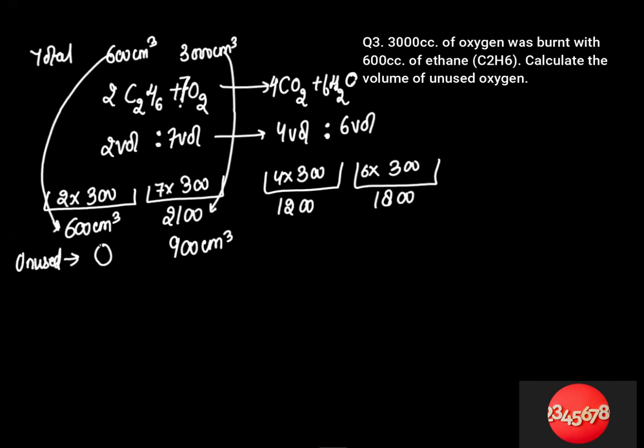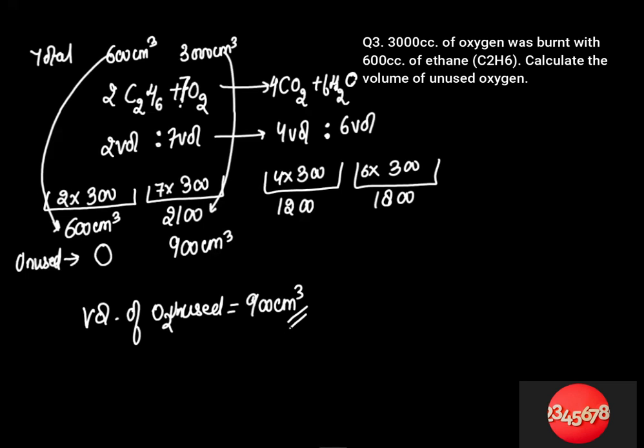Unused means those which are left over. Does it seem easy? It doesn't seem difficult so far, beta? It's very easy. Now write down. Question says, calculate the volume of oxygen used only. So volume of oxygen used is how much? 2100 centimeter cube. Now please remember, understood? Sorry, it says unused oxygen. How much unused oxygen is there? 900 centimeters cube.